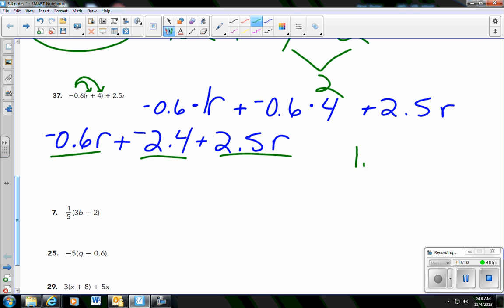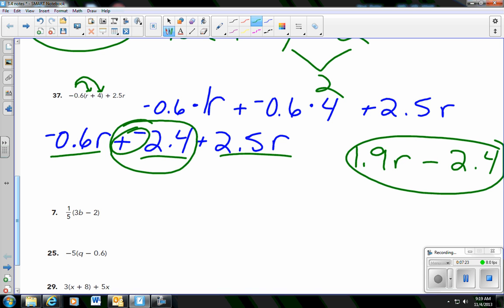So you get 1.9r. And then if you look what we have here, it says plus negative 2.4. So we don't ever want to have the 2 signs in a row. We never want to have plus negative. So adding a negative is the same as just subtracting a positive. So we just simply write minus 2.4. Okay, so again, some of you might want to put 1.9r plus negative 2.4, but we just simplify it to just minus 2.4.